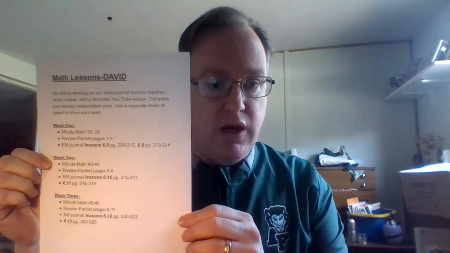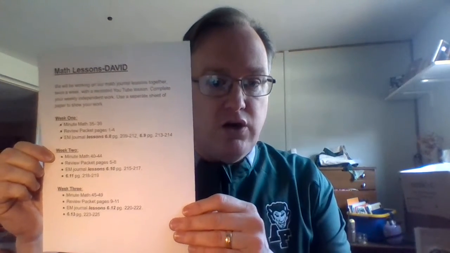All right, the last one is math. So in math, in week 2 here, you're going to be working on your Minute Maths 40 through 44, preview packet pages 5 through 8, and that one you're going to need scrap paper, so be sure you use scrap paper on there, and then hand that in with it so I can see it. We are going to do 2 lessons this week. We are going to work on lessons 610 and 611. They both have to do with angles. We're going to get into depth working with angles quite a bit.